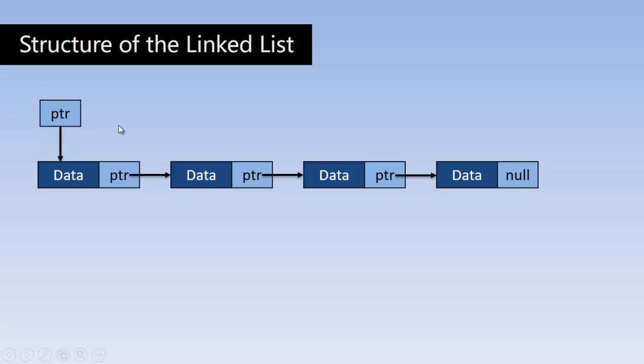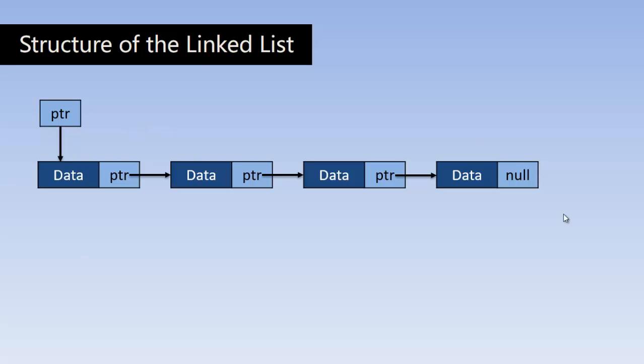But when the list is empty, there are no nodes in the list, we can initialize this start pointer with null, right? If start is equal to null, you can say that list is empty. There is no node in the list, right?